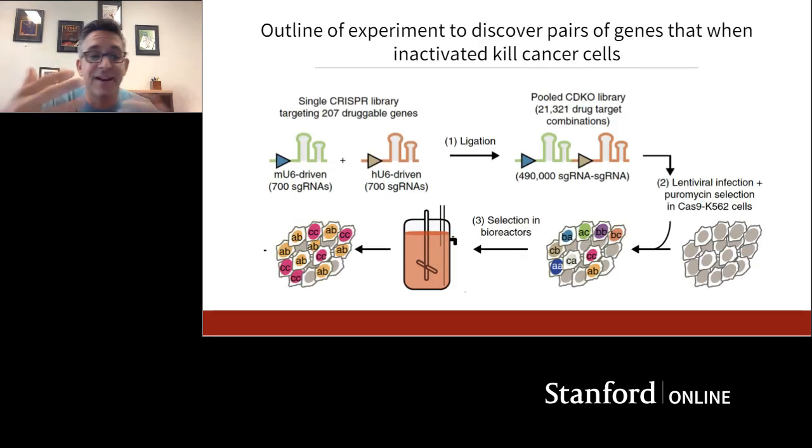This is the layout of what we call screens that they did, where they have one guide RNA targeting a drug target, another guide RNA targeting another drug target, and they made a huge number, 21,000 different combinations of these. They can put them into this cancer cell line, and then all the pairs are represented. They grow them for some time, just like I said before, and then perhaps there's some pairs that now get lost from the population of cancer cells, suggesting that inactivating those 2 genes really hurts the cancer cells.